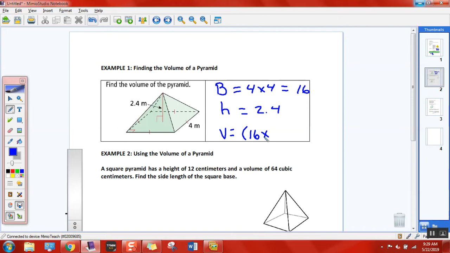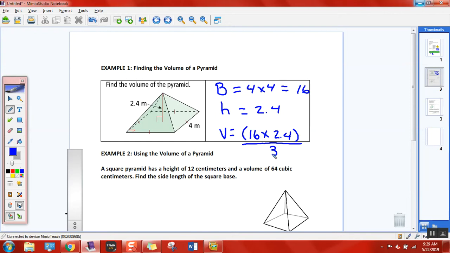16 times 2.4. But since it's a pyramid, what do you gotta do now? Divide by 3. What do you guys think? 12.8. You guys get 12.8? We all agree 12.8?